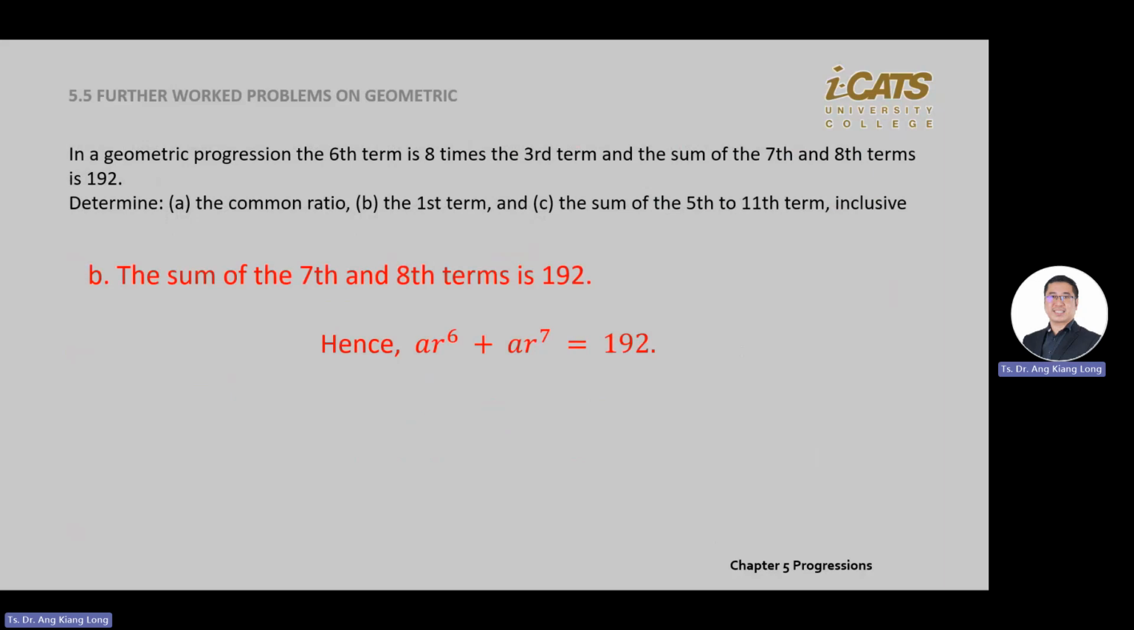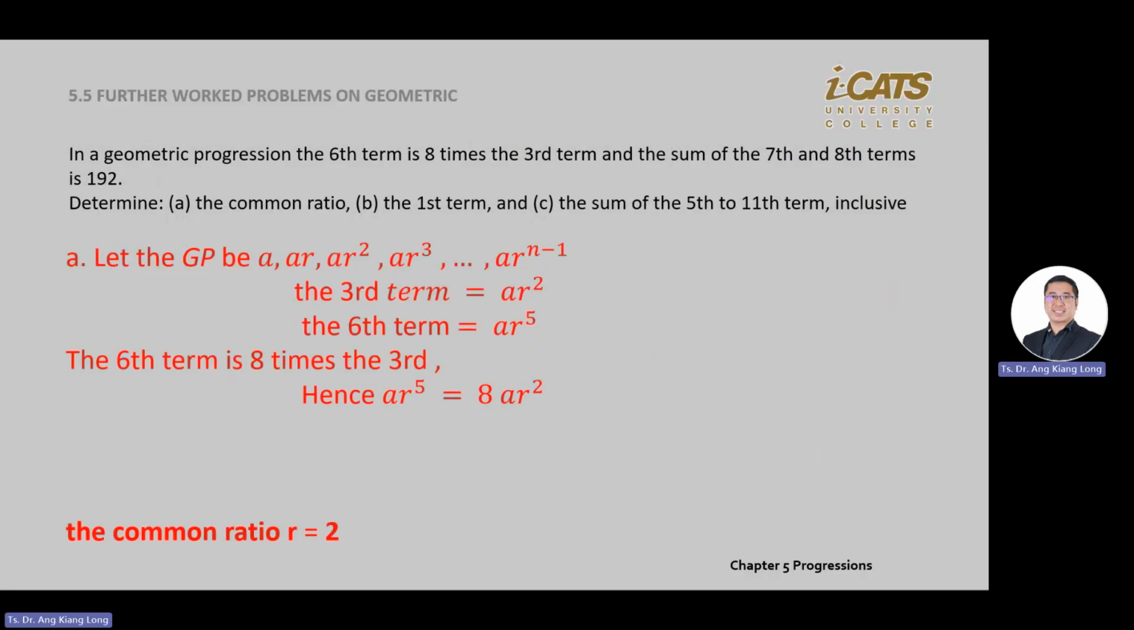This one is a bit different. It gives you a paragraph, and what is important is to extract the information, put into the equation, and then solve simultaneous equations sometimes. For this example, it gives you a GP. It's not so direct. It tells you that the sixth term is 8 times of the third term, and the sum of the 7th and 8th terms is 192. So basically, there are 2 equations, and you need to solve simultaneous equations.